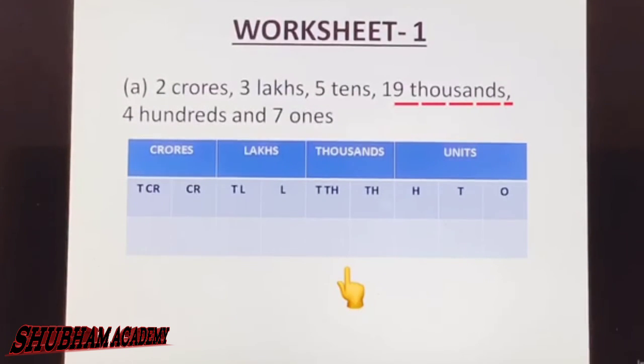19,000. Now again we have to go back to the thousands period, and there we will write 1 under ten thousands and 9 under thousands. After that we have 4 hundreds. So under hundreds column we will write 4 and 7 ones. So here we will write 7 under ones column like this.